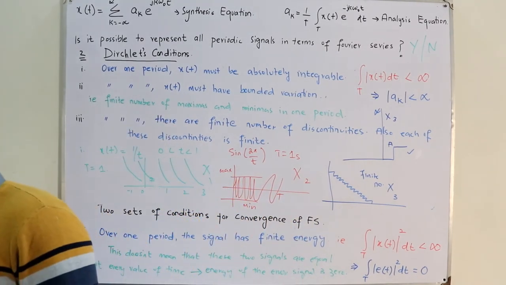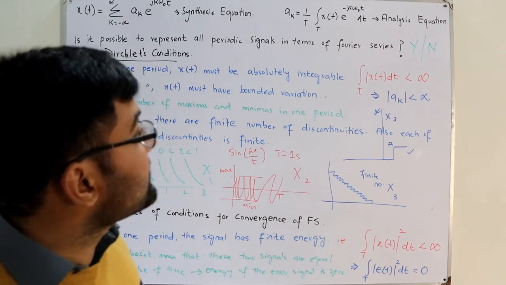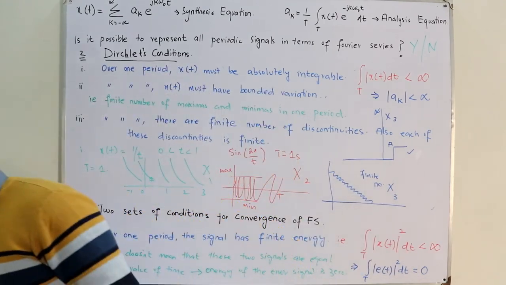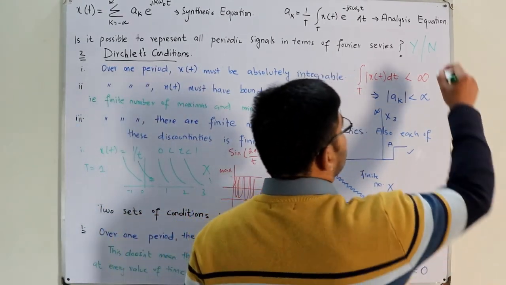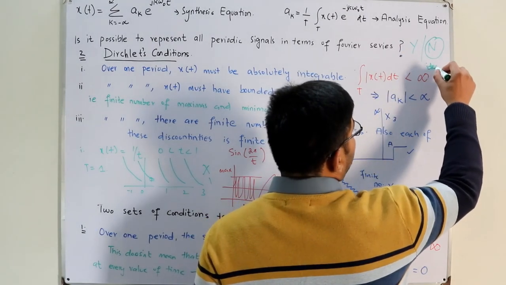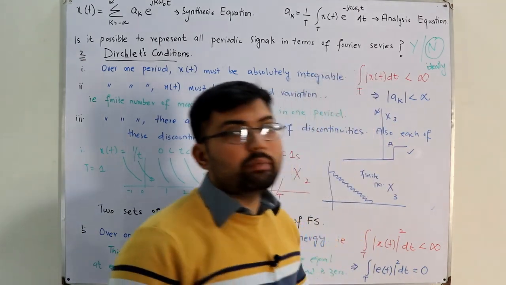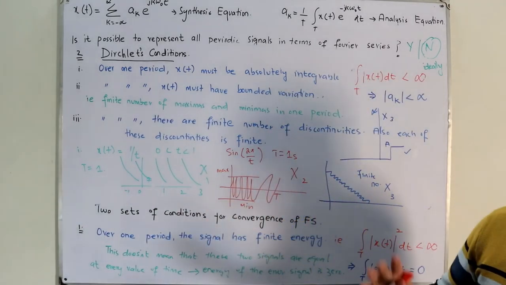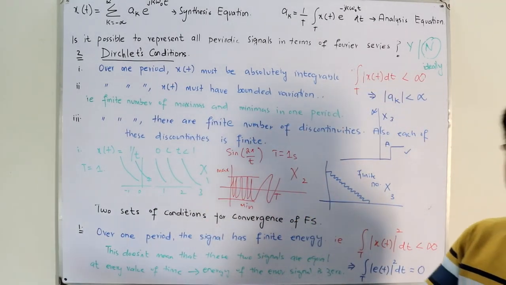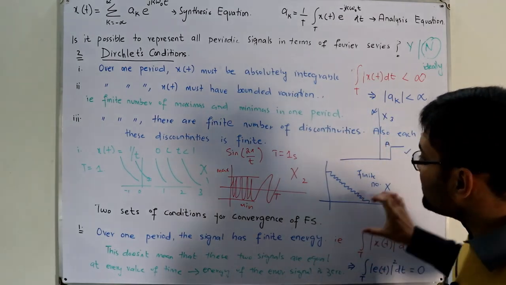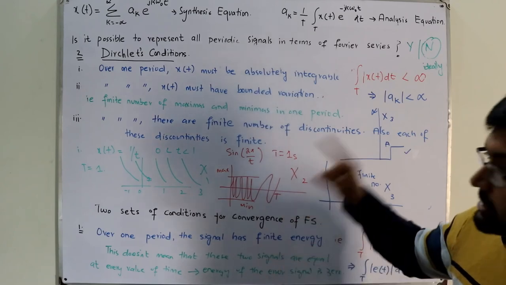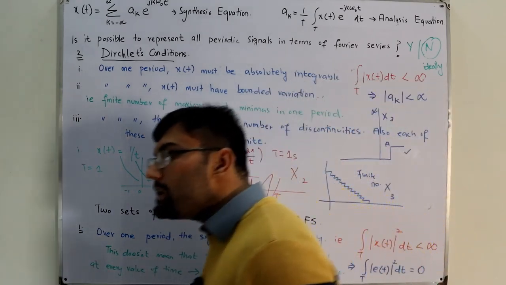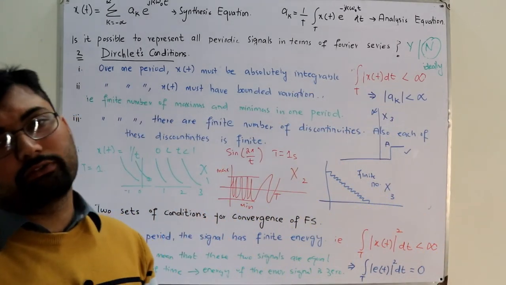Now if we move back to our question, is it possible to represent our periodic signals in terms of Fourier series? Ideally, the answer is no. Each and every signal cannot be represented as a Fourier series. I said that theoretically, each and every signal does not have a Fourier series representation, and these were some examples that do not. So have a look which one of these signals is of practical importance. None of these signals is of practical importance. None of them is used frequently.